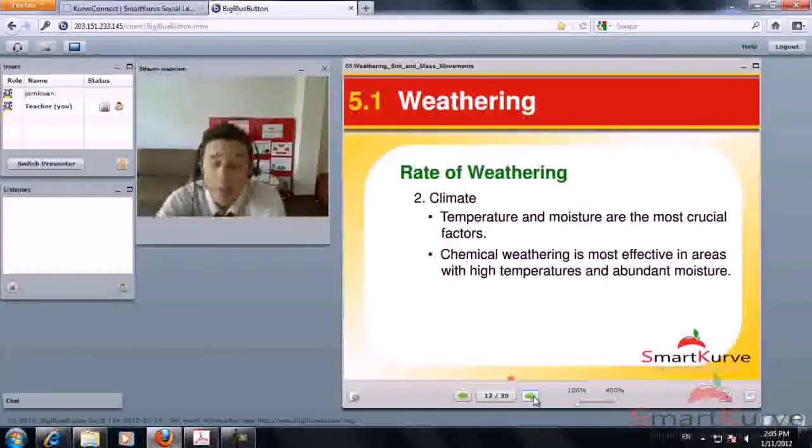Two, climate. Temperature and moisture are the most critical factors. Let's look at that example of frost wedging. Now, why will frost wedging never happen here in Thailand? You'll never see a rock like that. Back on slide 5, that rock that was split apart by ice. You will never see that kind of weathering in Thailand because it never gets cold enough to freeze here. So climate can play a factor.